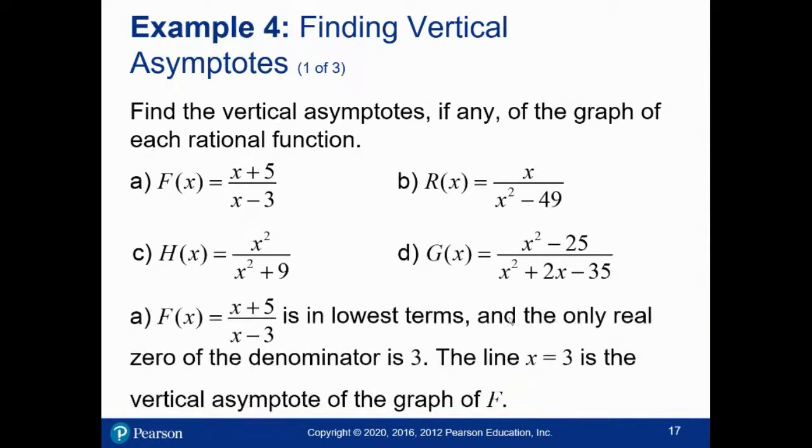Okay, so the numerator and denominator each have a single root of -5 and 3 respectively. There are no shared roots, so it's in lowest terms. That means x equals 3 is the only root of the denominator, and that is the only vertical asymptote.